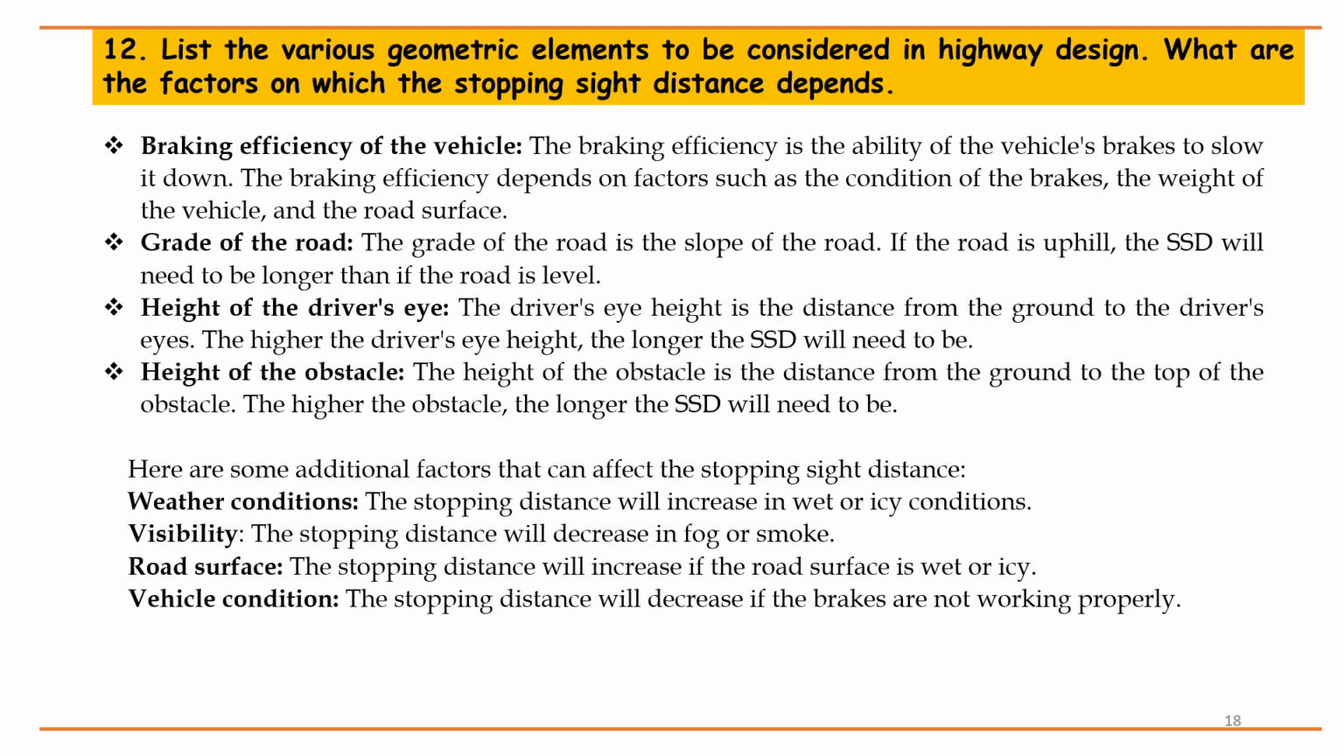Braking efficiency of the vehicle. The braking efficiency is the ability of the vehicle's brakes to slow it down. The braking efficiency depends on factors such as the condition of the brakes, the weight of the vehicle, and the road surface. Grade of the road. The grade of the road is the slope of the road. If the road is uphill, the SSD will need to be longer than if the road is level. Height of the driver's eye. The driver's eye height is the distance from the ground to the driver's eyes. The higher the driver's eye height, the longer the SSD will need.